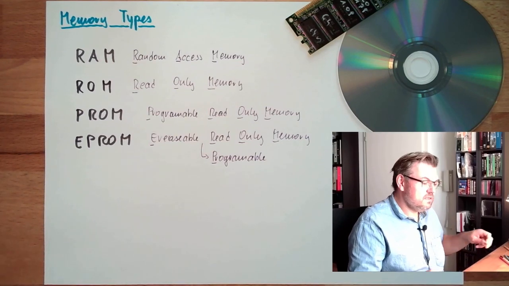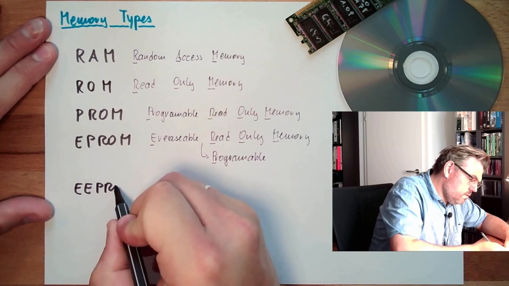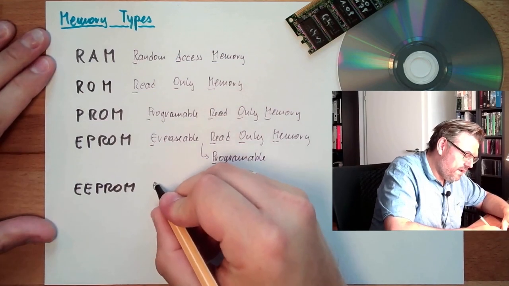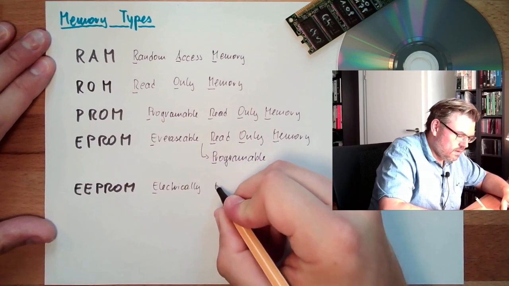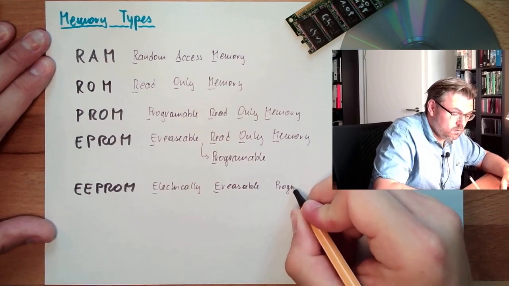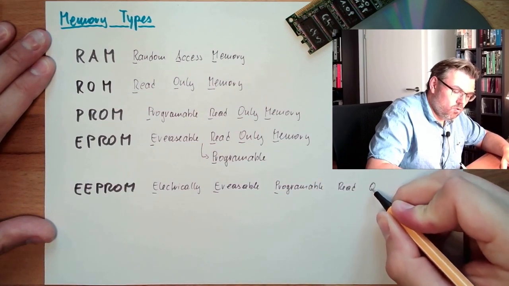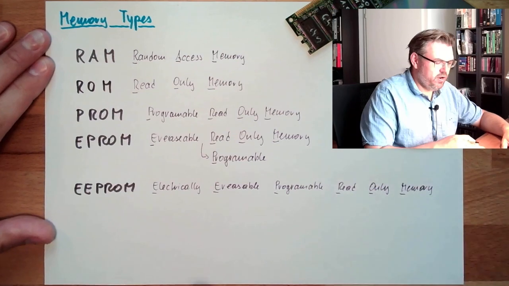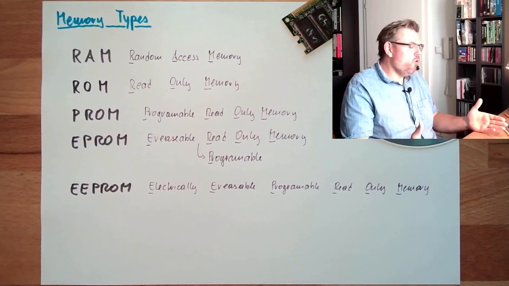And then, latest thing, is the EEPROM. EEPROM. This is an electrically erasable, programmable read-only memory. Now the abbreviation really makes sense. Electrically erasable, programmable, read-only memory, EEPROM. Okay? This you also know.